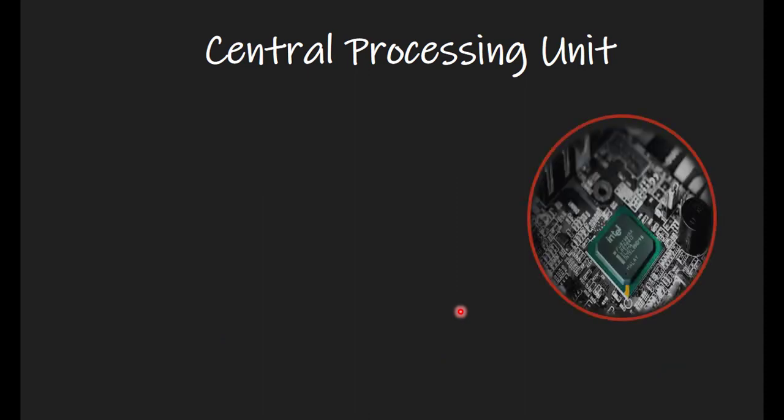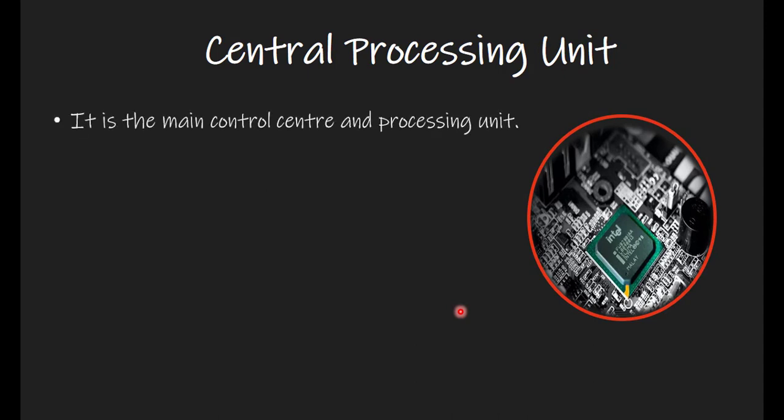Let's move to the central processing unit. The central processing unit is the processor's chip that is present on the motherboard. It is the main control center and processing unit of the computer. What do we mean by this? Whatever processing is happening, happens at the central processing unit, and all the control is done by the central processing unit.